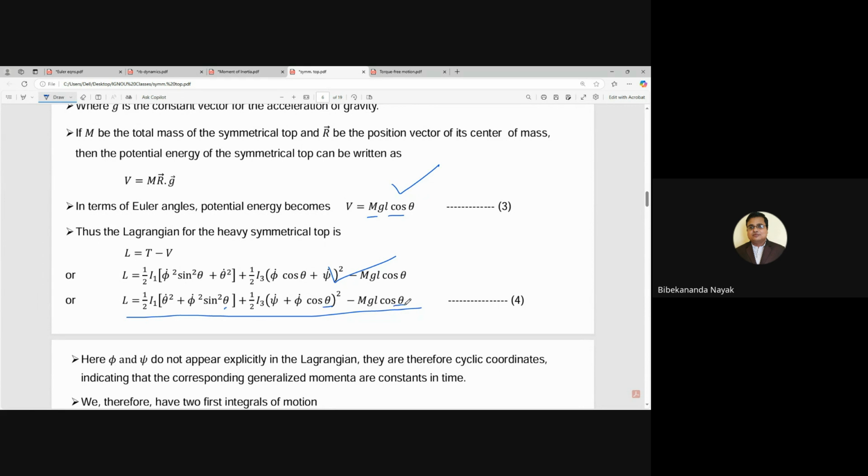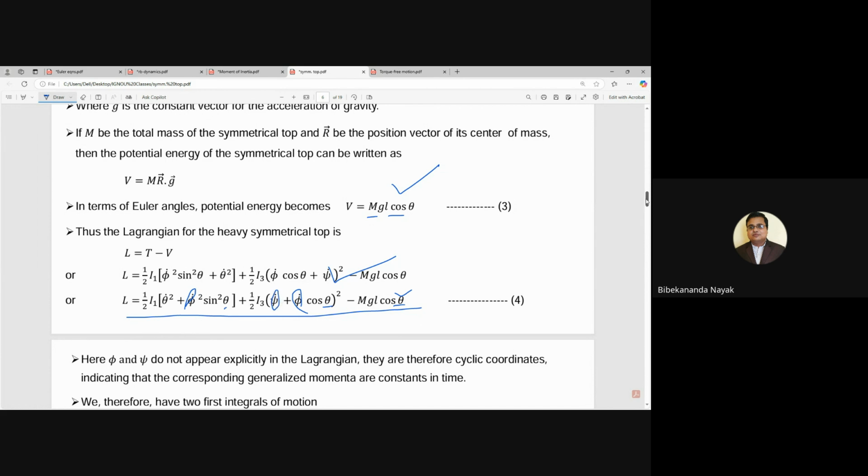Theta is present? Yes, sir. Phi is present? Yes, sir. Where is phi? Is phi dot there? Phi dot, no phi. So phi is a cyclic coordinate. Similarly, psi, no psi. So psi is a cyclic coordinate.